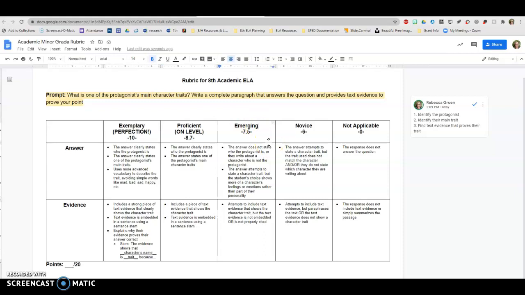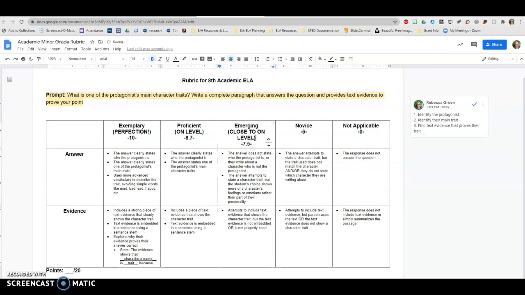In other words, you are doing exactly what we expect an 8th grader to do at the beginning of the year. Emerging means you're close to on level, but you're still making a few mistakes that hold you back. Novice shows us that you need to practice more because you're not quite getting it yet. If you get not applicable, usually the only reason is that you forgot to do something, and you're going to have to redo the assignment. So you want to avoid that altogether.